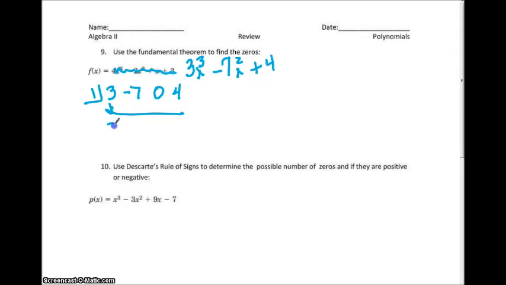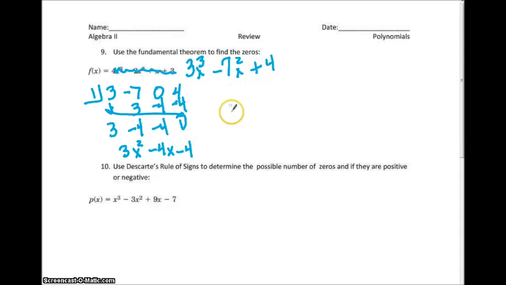So we bring this down. 3 times 1 is 3. This is negative 4, negative 4, negative 4, and 0. So this gives me 3x squared minus 4x minus 4. You could use the quadratic formula, or you could do 3 times 4 and see what you want to find the factors of.